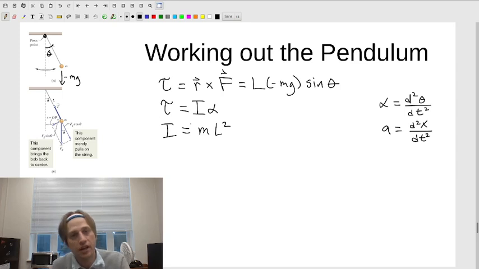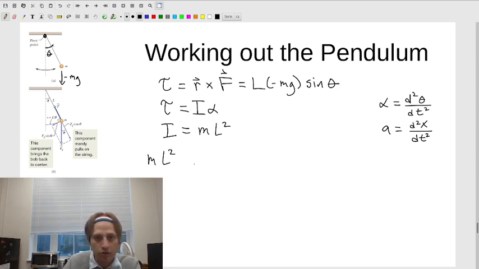Now let's put this in on either side. So for my I times alpha, I would have m L squared alpha equals, and then for my torque, I'm going to have all of that stuff right here. So I'd have minus m L g sine theta.